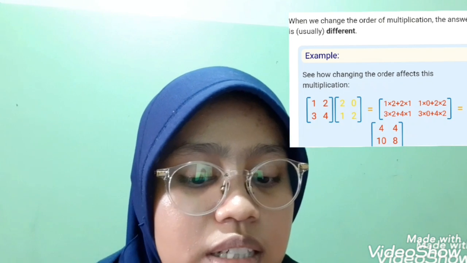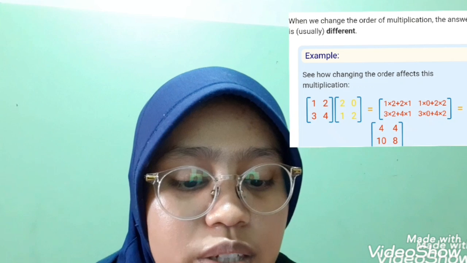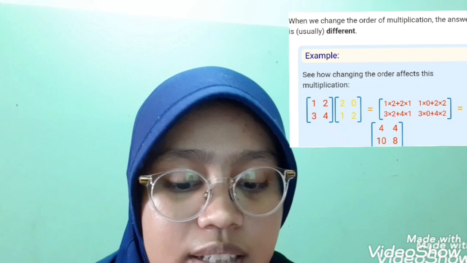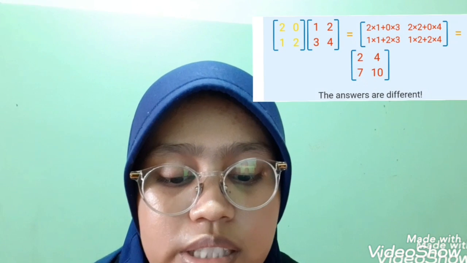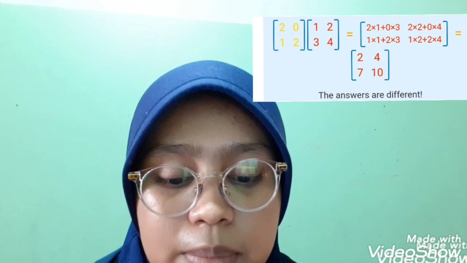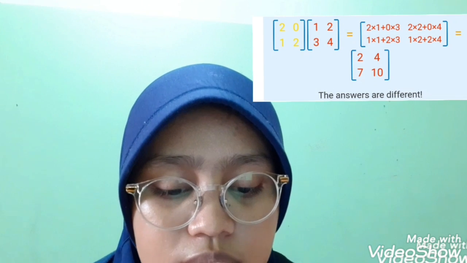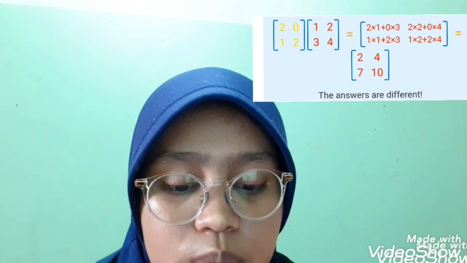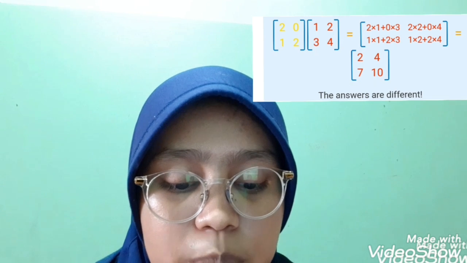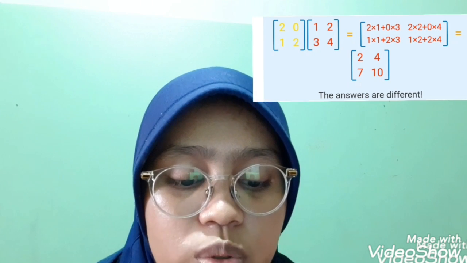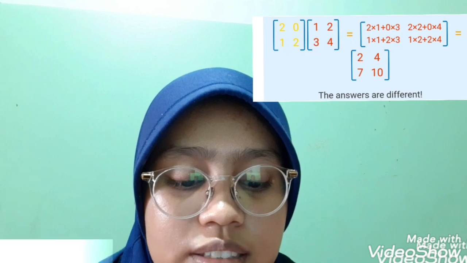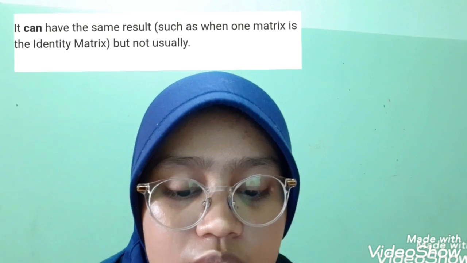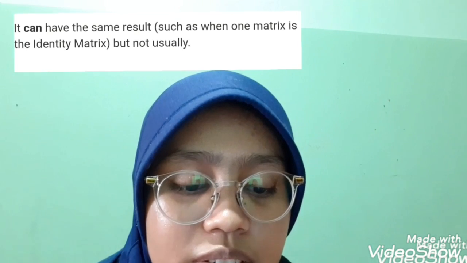0 plus 4, 6 plus 4, 0 plus 8 equals 4, 4, 10, 8. [2, 0, 1, 2] multiplied by [1, 2, 3, 4] equals 2 plus 0, 4 plus 1 plus 6, 2 plus 8 equals 2, 4, 7, 8. The answers are different. It can have the same result, such as when one matrix is the identity matrix.